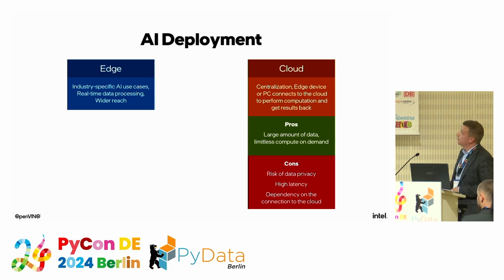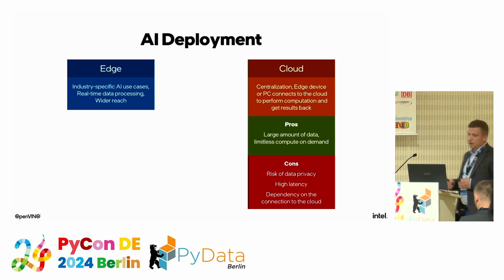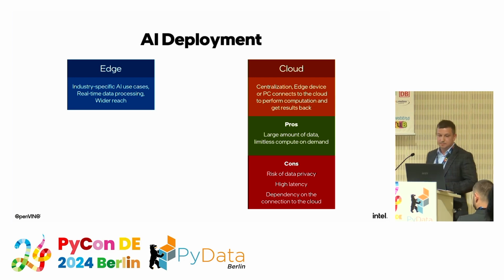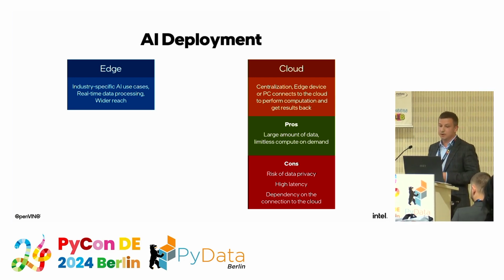The other popular category is the edge. It's for industry-specific AI use cases. Real-time data processing is one of the usual requirements for the edge, and wide reach, so you can install edge everywhere.